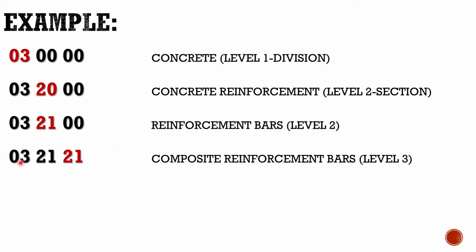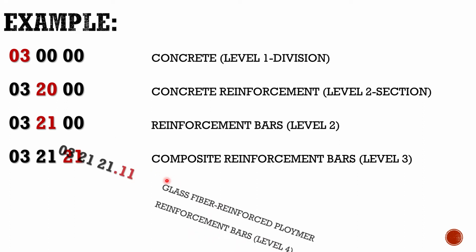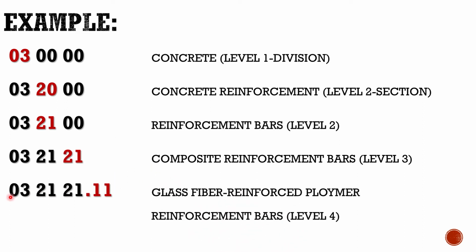Okay, Division 3, Section 21. Composite reinforcement bars. So that's a level 3. Division 3, concrete, 21 reinforcement bars. If it's a composite reinforcement bar, that's level 3, Section 21, and then .11 is glass reinforced polymer reinforcement bars, level 4. So you can see how much detail these can get into.